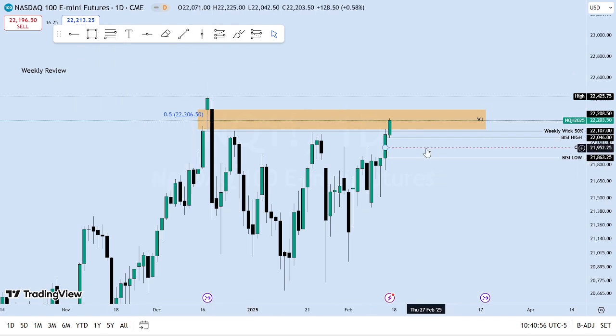So coming week, we'd like to see price deliver inside this consequent encroachment of the daily buy side inefficiency, sell side imbalance, BISI, this fair value gap here. So we'd like to see price take the high of Friday, then deliver inside this BISI coming week.